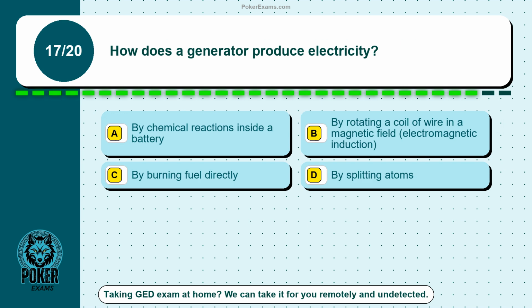Question 17. How does a generator produce electricity? Option A. By chemical reactions inside a battery. Option B. By rotating a coil of wire in a magnetic field, electromagnetic induction. Option C. By burning fuel directly. Option D. By splitting atoms.